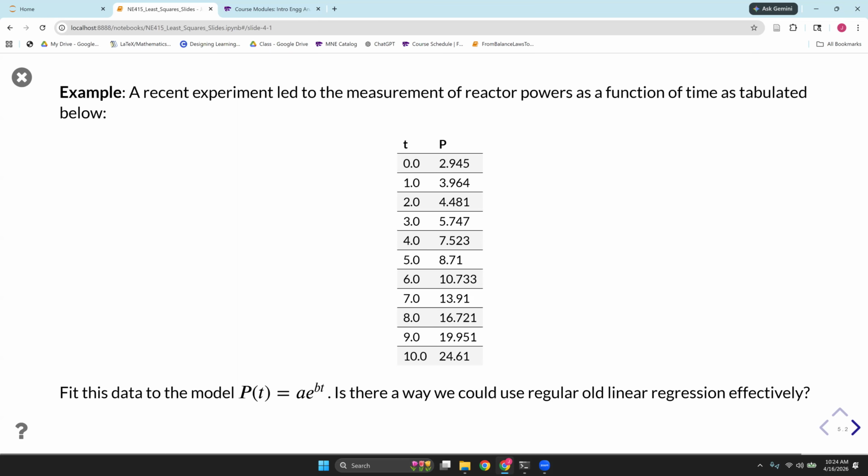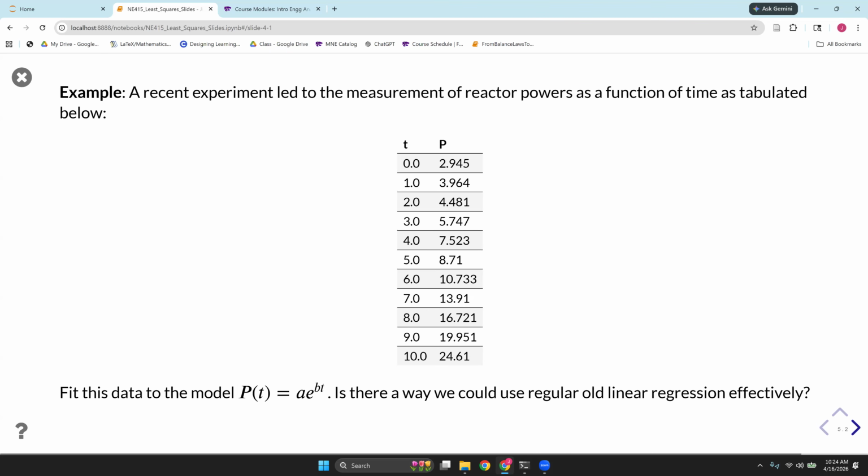Yeah, take the log. What happens if I take the log of both sides? I get a log power, which maybe that's a meaningful quantity, maybe not, but in any case, it gives me something. Okay? So if I take the log of p, that's its own thing. What happens when I take the log of a times e to the bt? If I take a log of a product, that's equivalent to the sum of the logs, right?